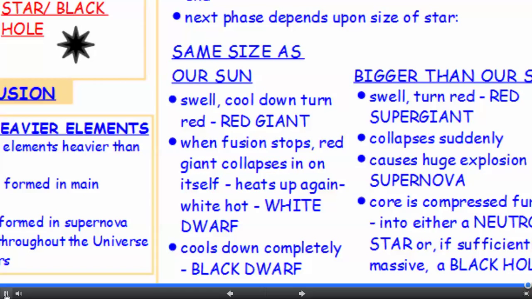And when fusion completely stops, the red giant collapses in on itself. It'll heat up again, and then it becomes white hot, and it's known as a white dwarf. And then eventually it'll cool down completely when it's known as a black dwarf.